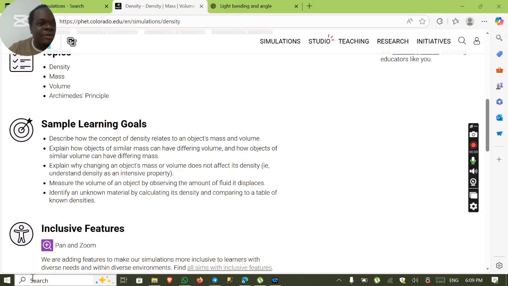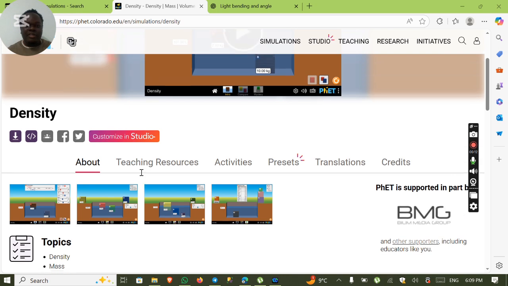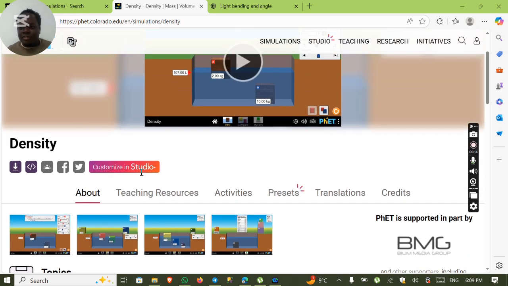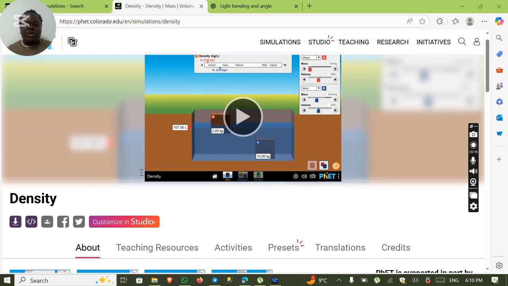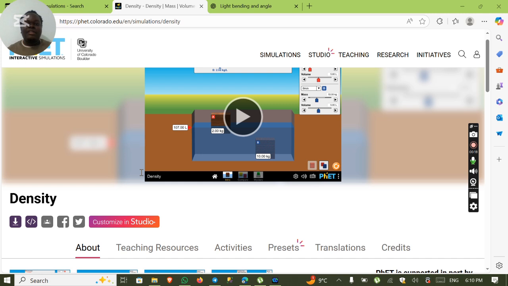Hello everyone. As usual, today I'm going to explain something. It's about density, one of the very common and familiar topics. What is density? Density means the mass of a substance per unit volume.